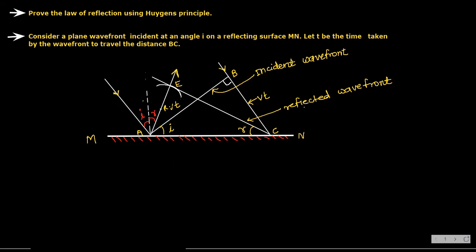And this A to E distance, you can see here, this is velocity into time. Why velocity into time? Because if distance you want, distance is just velocity into time. V into T, this part, AE. Okay. So let's see now. In the diagram, you see AE is equal to BC is equal to V into T. That is distance. Distance is equal to velocity into time.